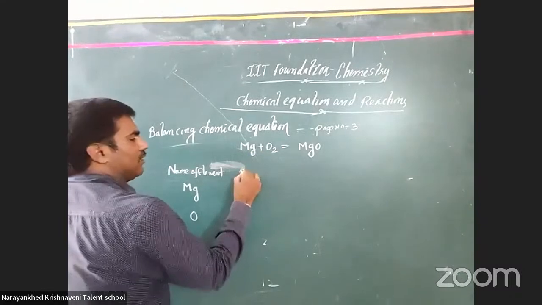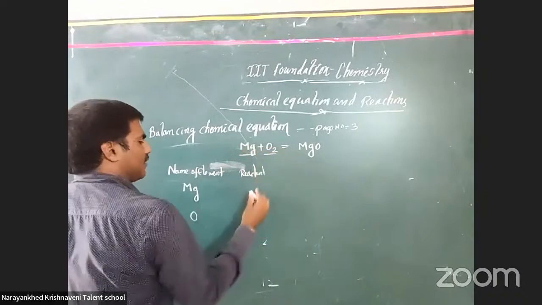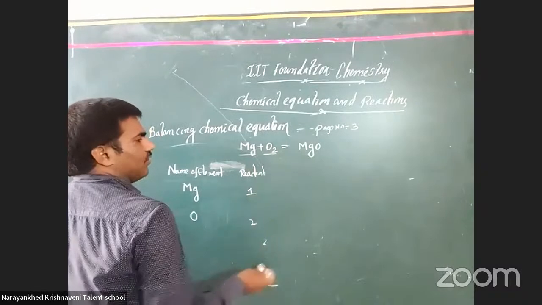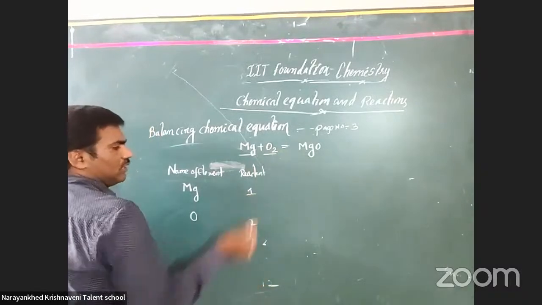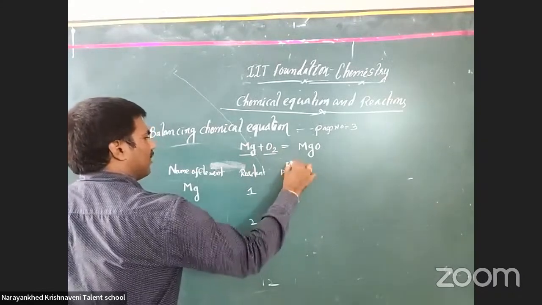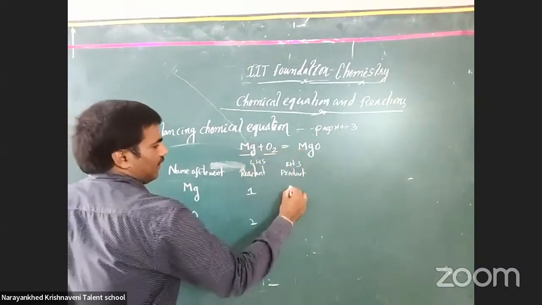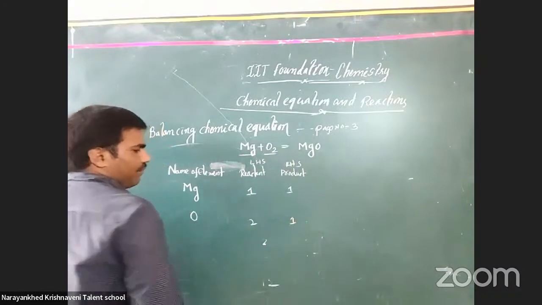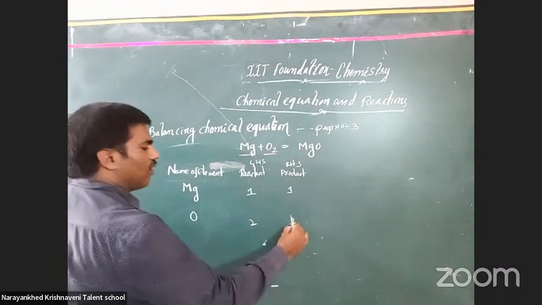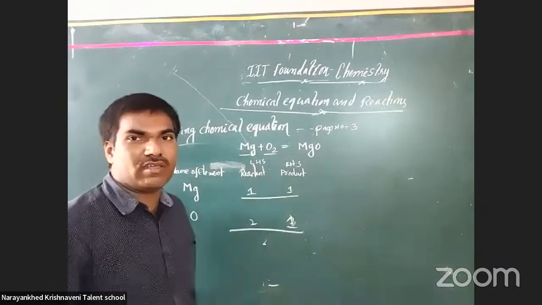And how many reactants are there here? Number of reactants: magnesium is one, oxygen is two. How many products are there here, on the RHS? Magnesium is one and oxygen is one. Understood or not? That's why this is not called a balanced equation. Magnesium is balanced, but the oxygen number is not balanced.